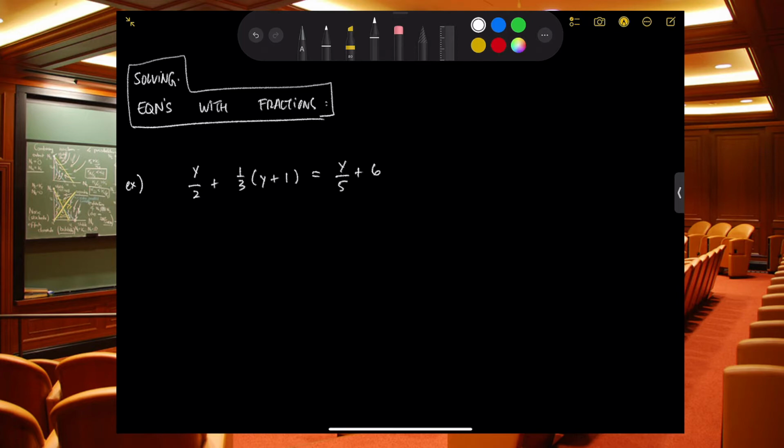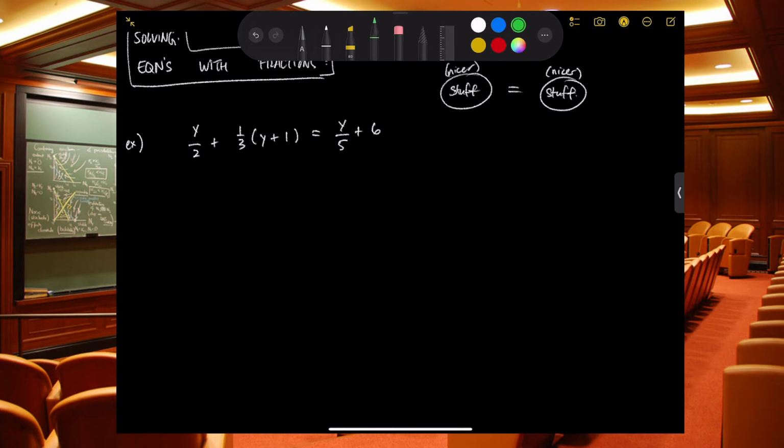So the idea is if I've got some stuff equals some stuff, and it's a bit ugly on either one or both sides, if I multiply it by some number to make it some nicer stuff, and I do that to both sides, hopefully I'll have nicer stuff equals nicer stuff. So this is exactly the goal behind this. I've got some stuff on the left over here, some stuff on the right. It's not nice stuff. I want to make it nicer stuff. How do we do that?